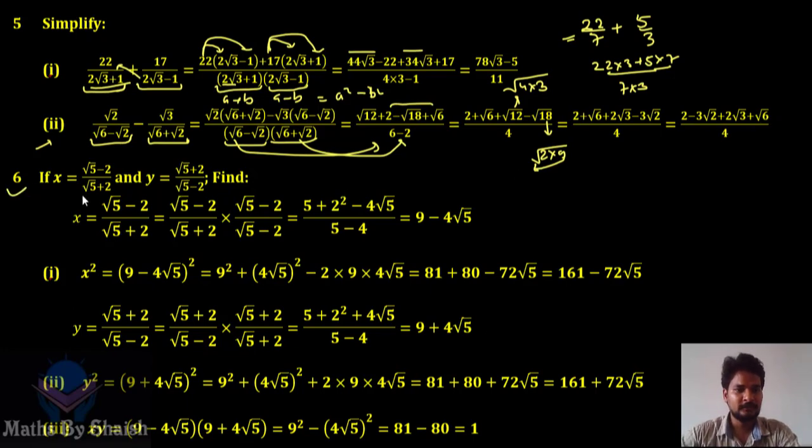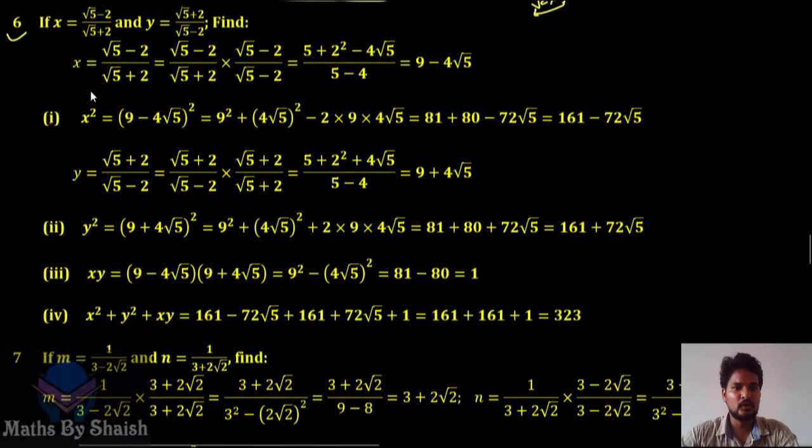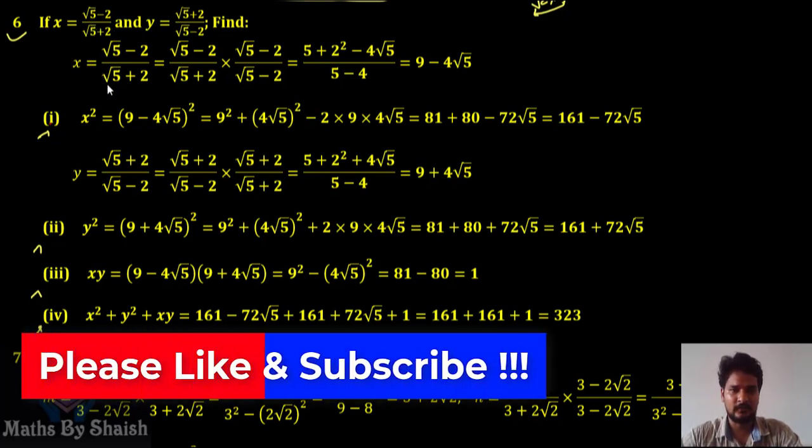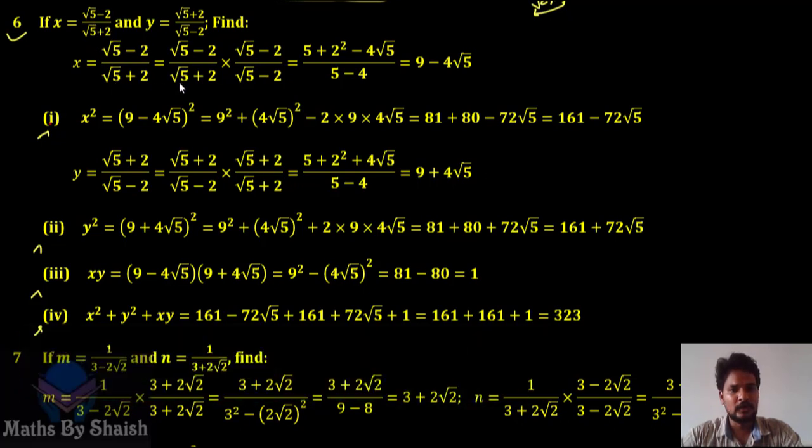Now the sixth question: if x is root 5 minus 2 over root 5 plus 2 and y is root 5 plus 2 over root 5 minus 2, we need to find x square, y square, xy, and x square plus y square plus xy. In this type of question, first of all, if it is not rationalized, we have to rationalize it from our side, because x was root 5 minus 2 over root 5 plus 2. So if we rationalize, we will multiply numerator and denominator by the rationalizing factor of the denominator.